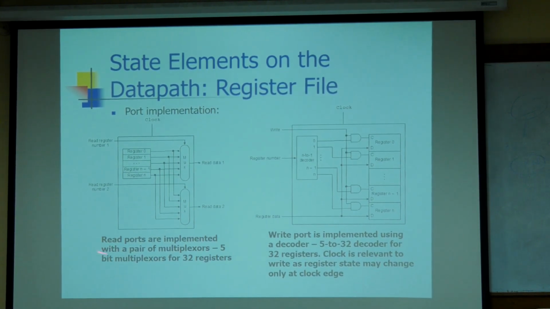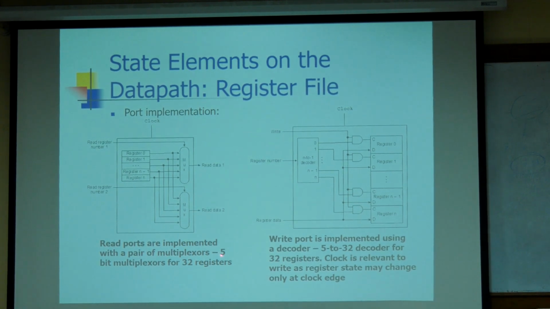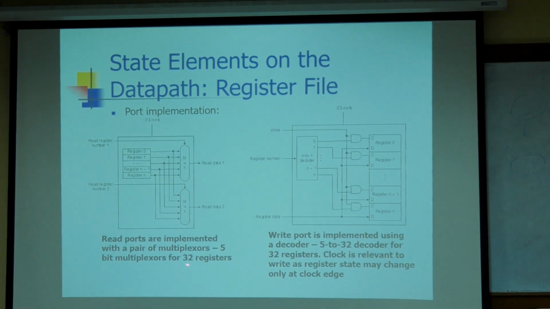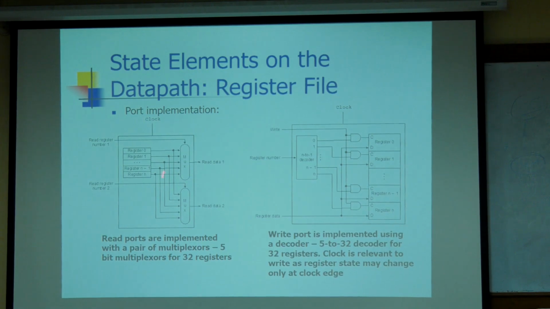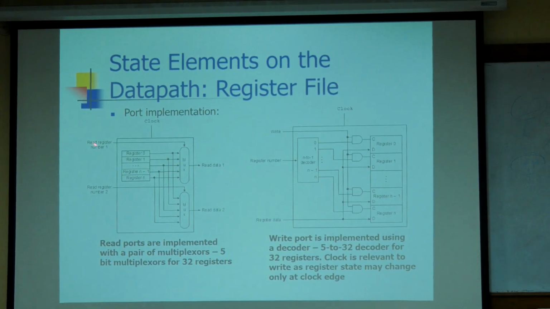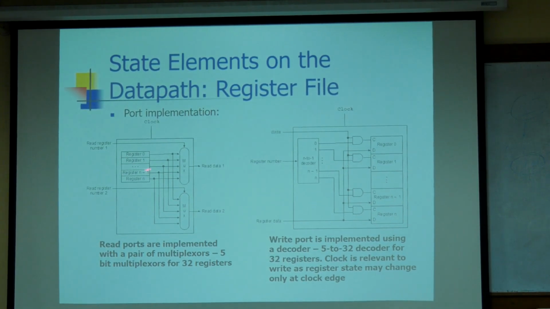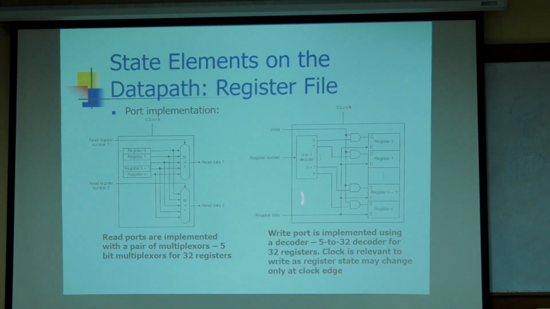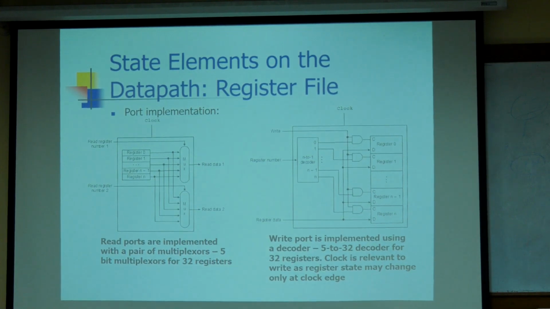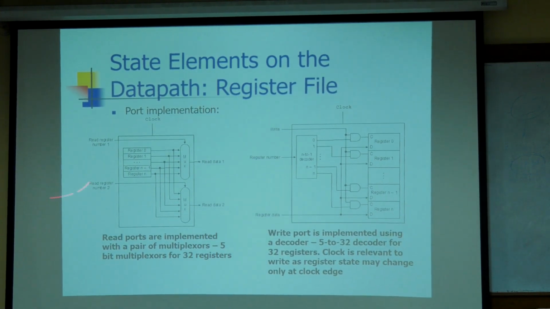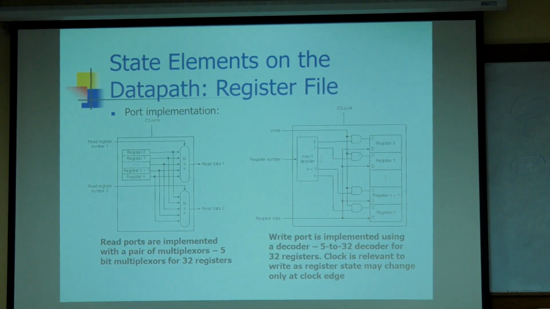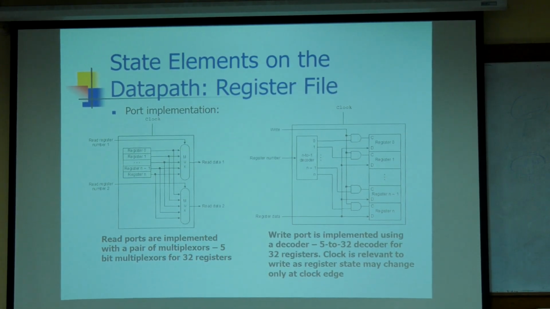Read ports are implemented with a pair of multiplexers, 5-bit multiplexers for 32 registers. So that means a 32:1 data selector, 32:1 data selector, with 5 bits of input. The next is a write port. How to create a write port? The 2 read ports are created by using simple multiplexers, 2 multiplexers.